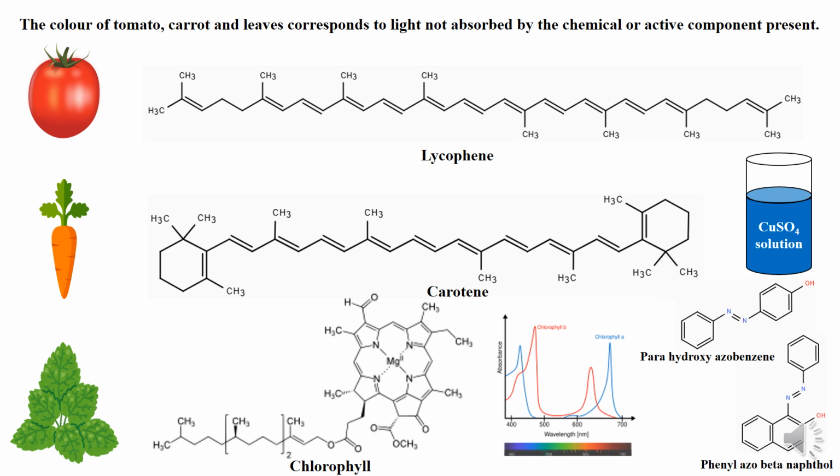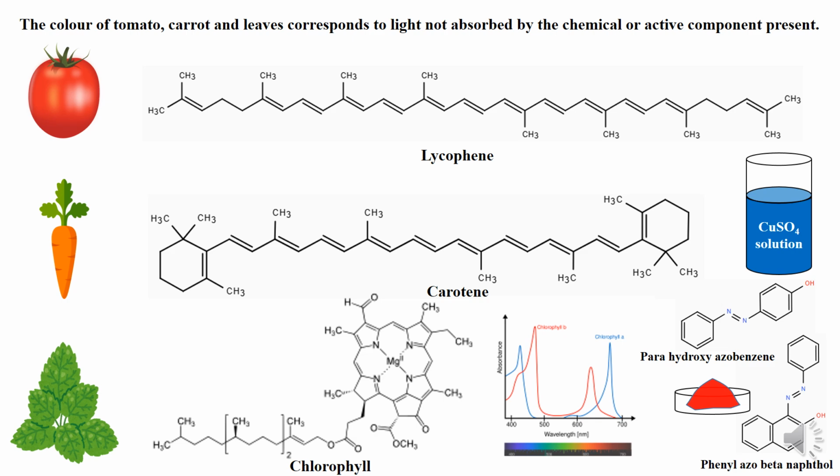Now, in case of the lycopene chemical, we find nearly 13 double bonds present in the compound. Well, in case of carotene, there are 11 double bonds that are in conjugation with each other. Now, the chlorophyll structure is a bit complicated, a bit complex. And azo dyes, they are red colored.